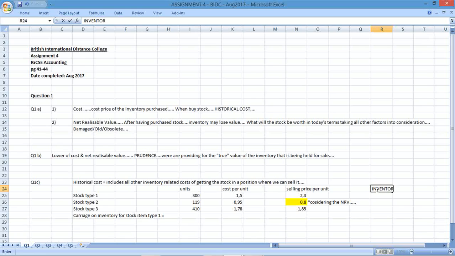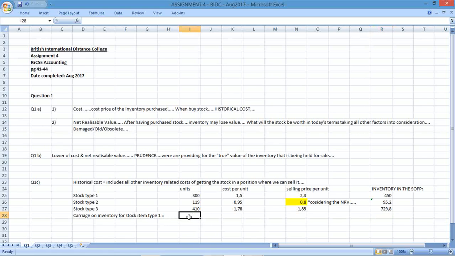So let's look at the inventory in our books, inventory in the statement of financial position. The first thing I'm going to do is take the number of units here and multiply that by the cost per unit. Then I'm going to take the number of units here and multiply it by the selling price, because it's lower than the cost. So it'll be 95.2. And then here I'd take the units and multiply them by the cost because it was less than the selling price, so that's what I'm going to record there.